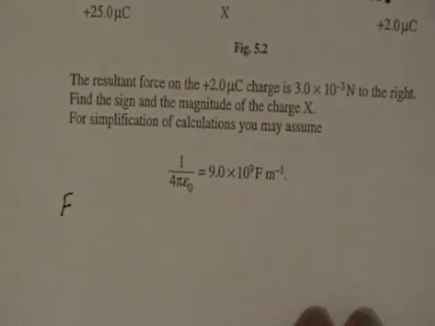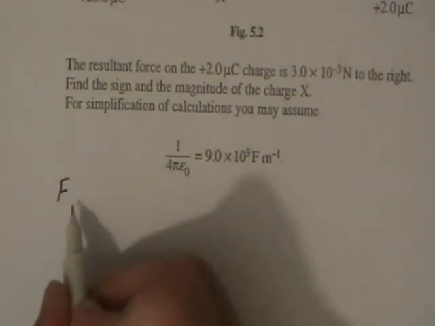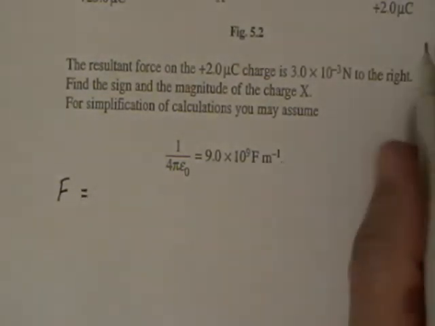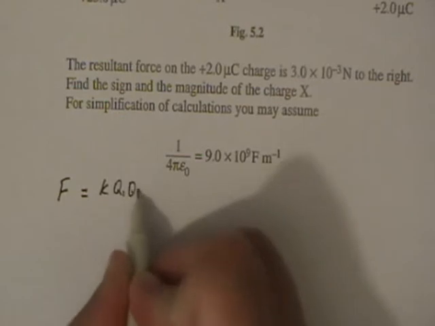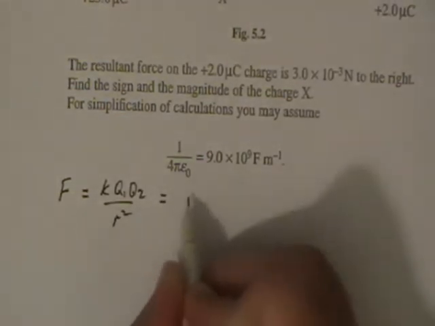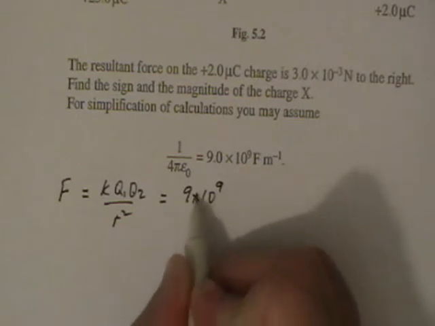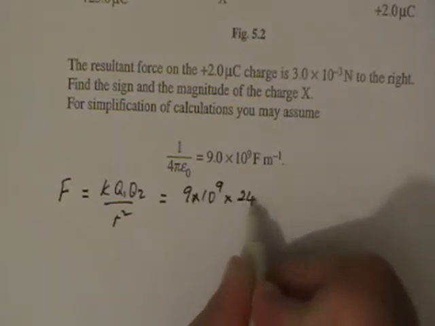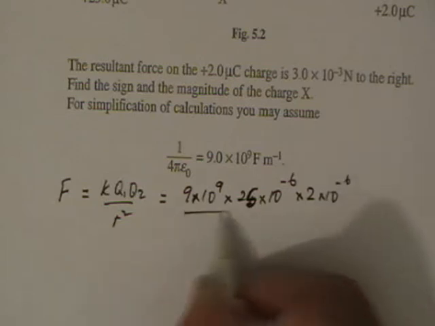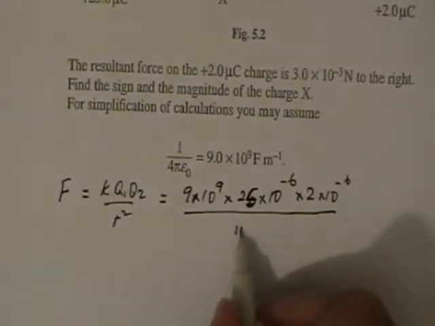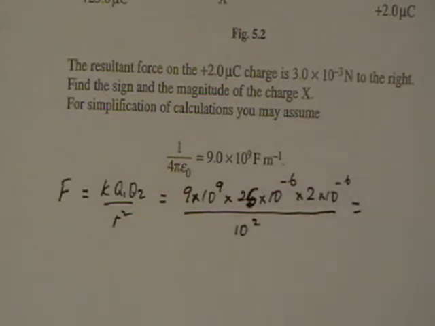We're going to work out the force that's acting between the 25 microcoulombs and the 2 microcoulombs, and that's equal to K times Q1 Q2 over R squared. So that's equal to 9 times 10 to the power of 9 times Q1, which is 25 times 10 to the minus 6, times 2 times 10 to the minus 6, all over 10 meters separation for those two, all over 10 squared. And that gives us then a force of 4.5 times 10 to the minus 3 newtons.